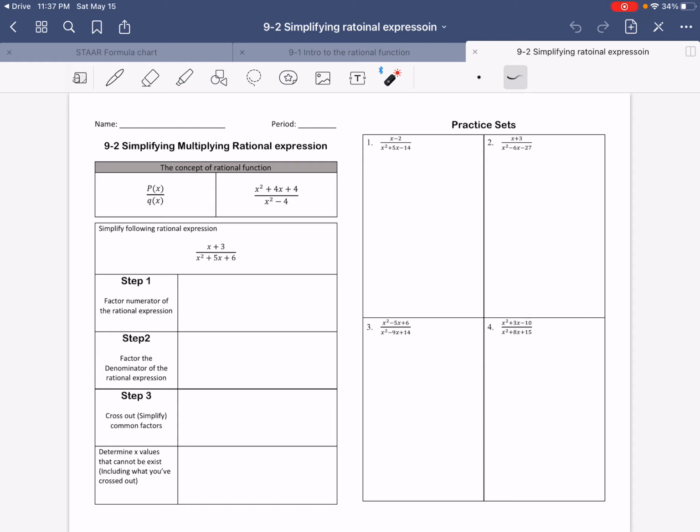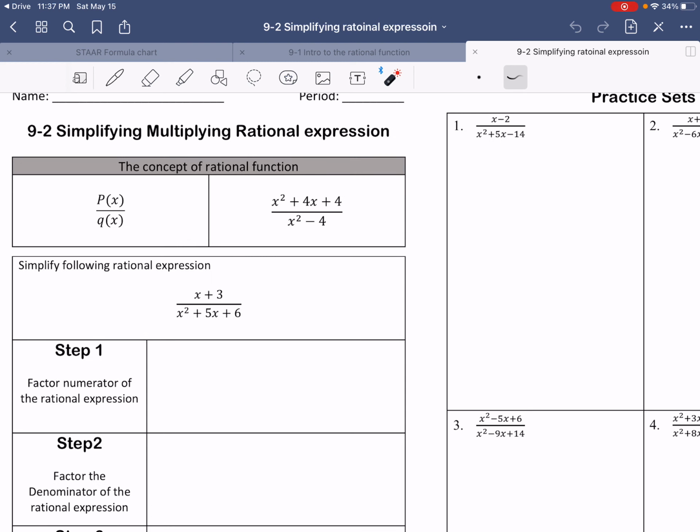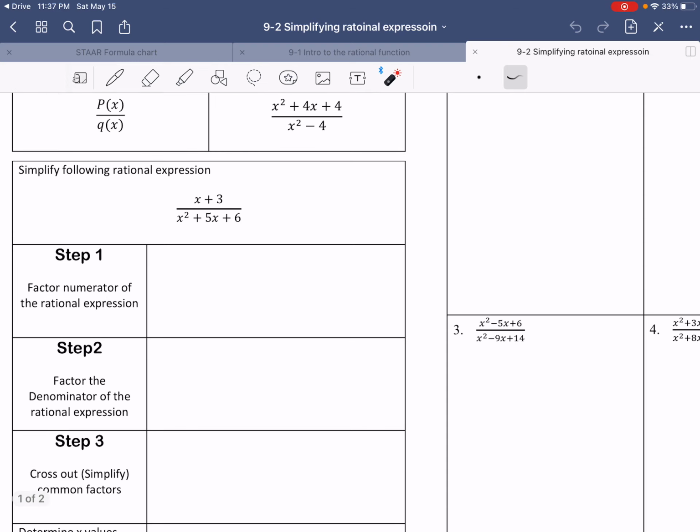So this time we're going to learn about rational expressions. So this one is a bit simplified version. Let's do this one. When you do multiplying rational functions, it's pretty simple. First, as you can see, that's the basic concept: P of x over Q of x, which means you will have one expression on the top and another expression in the bottom like that. So that's the basic concept. So let's see how it works.